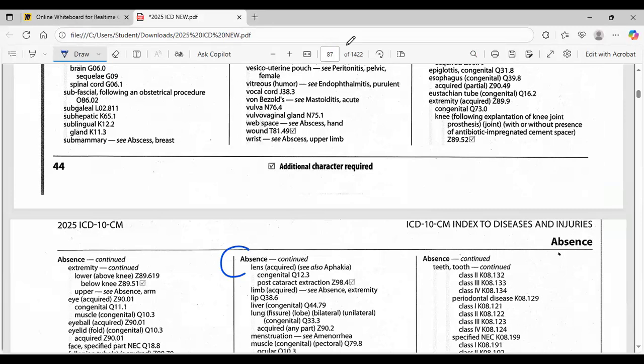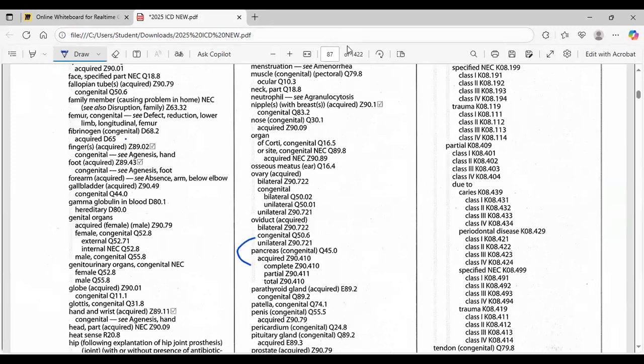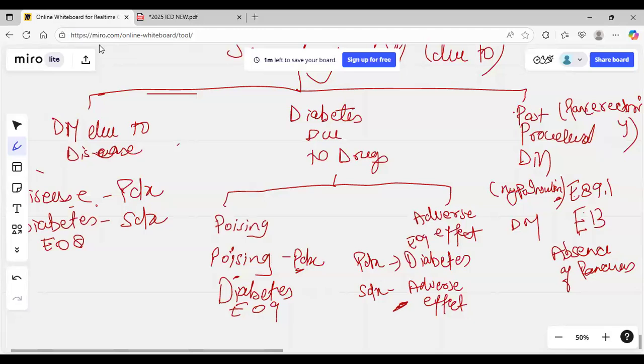And under the absence, you have to look for the pancreas. As the pancreas has been removed surgically, you have to pick acquired here. And under the acquired, you have to use any code from these below three conditions. So if it is partial, you have to use 411. If it is complete, 410, total 410. So you have to keep the absence code from series Z90.41 at the third position.